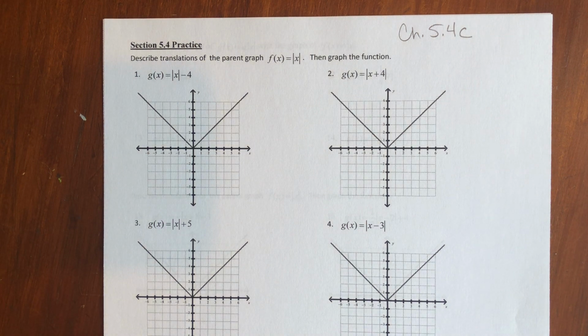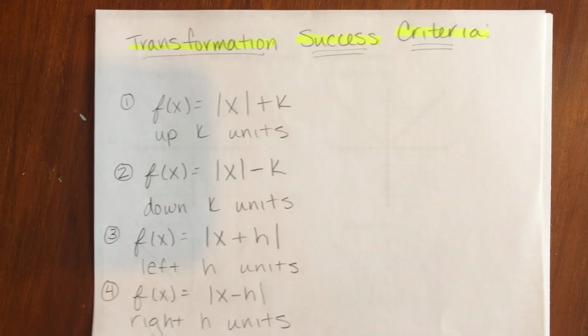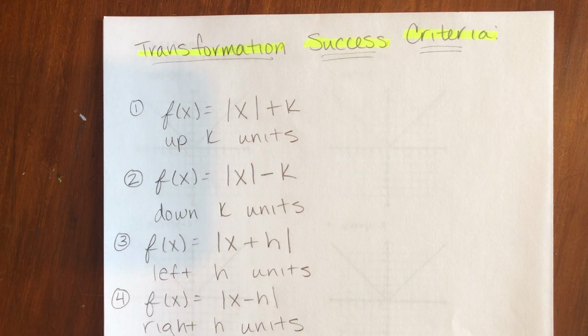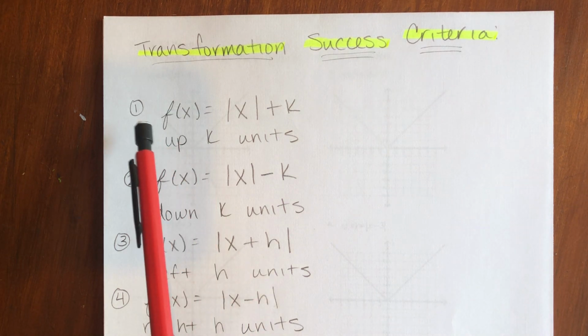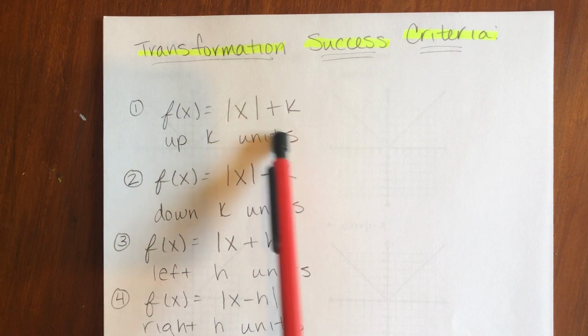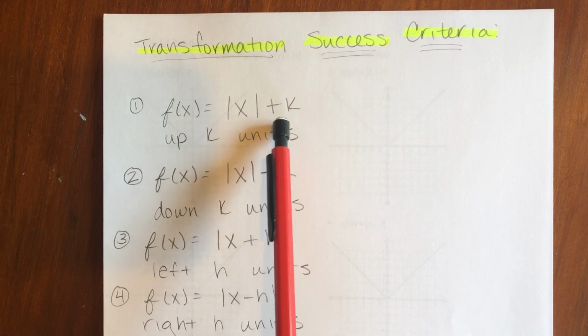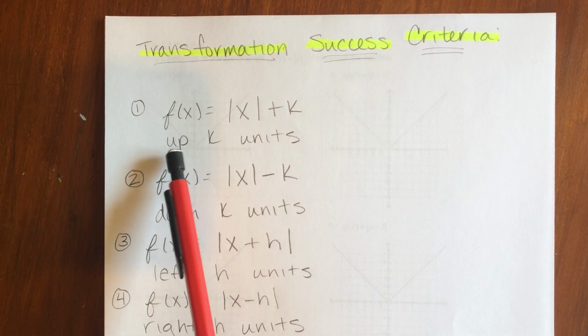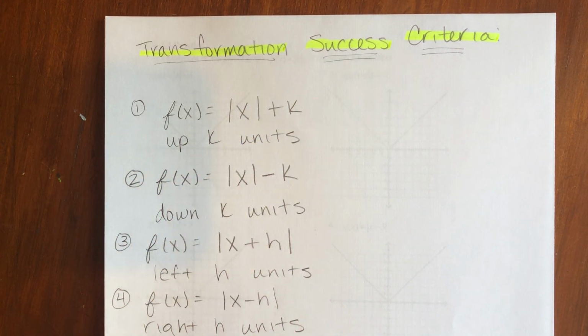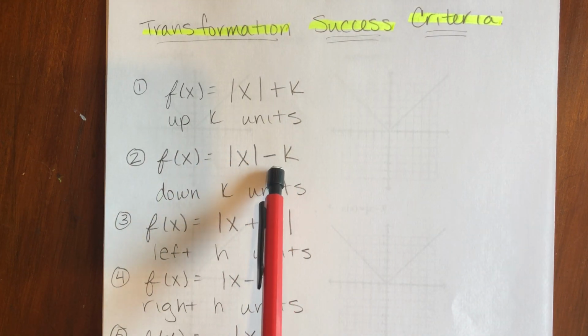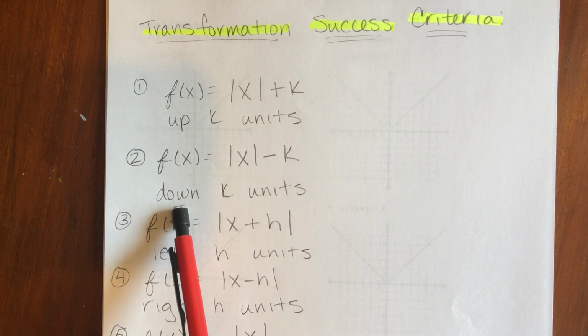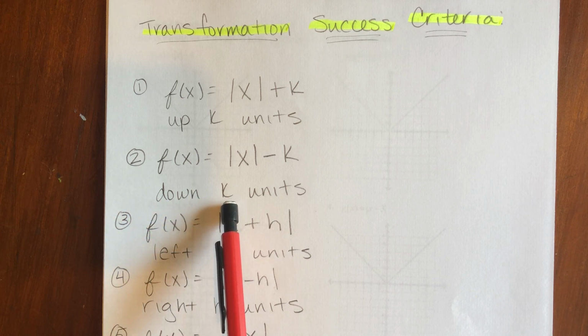Before we go over those answers, I want to review all the success criteria for transformations. There are six crucial pieces of information to do a successful transformation. The first one is if you are adding to the outside of the absolute value, that is going to translate or move it up k units. If you're subtracting outside of the absolute value, that's going to translate it down k units.